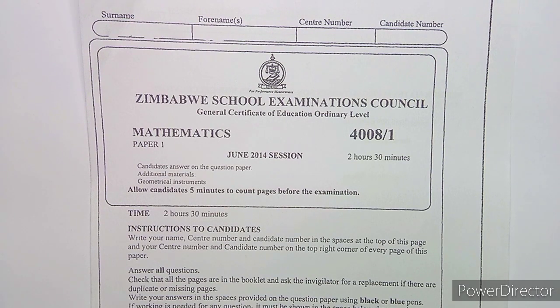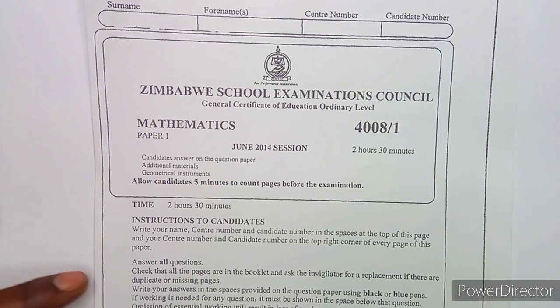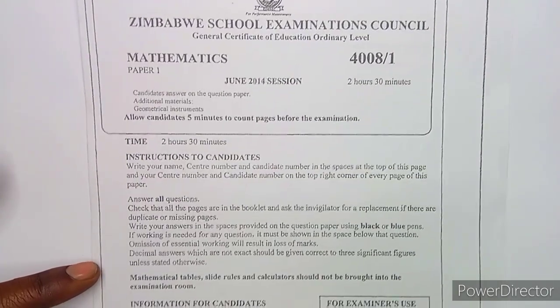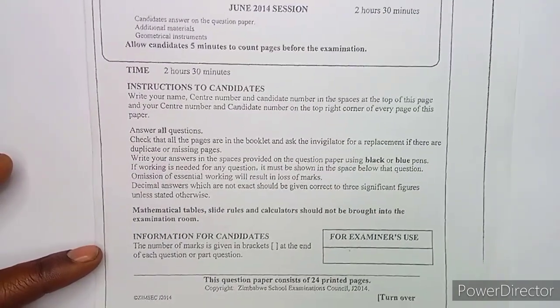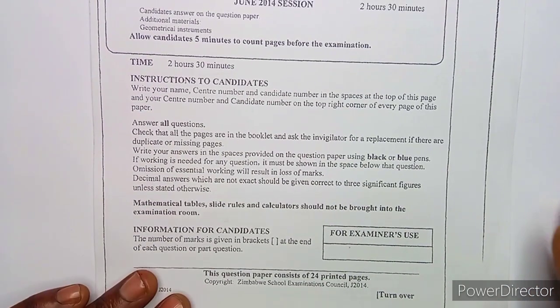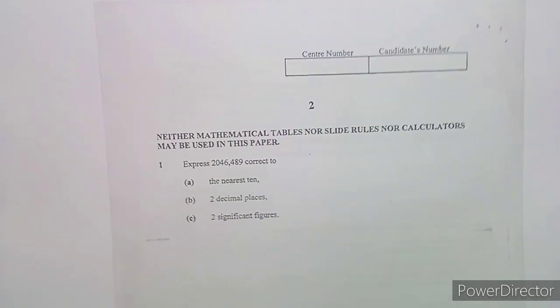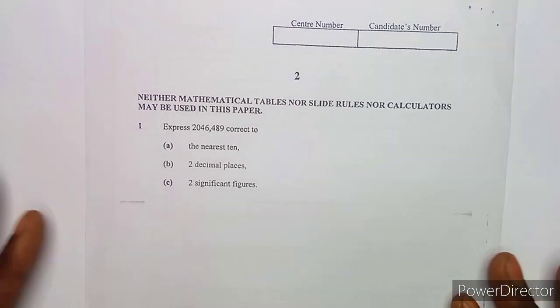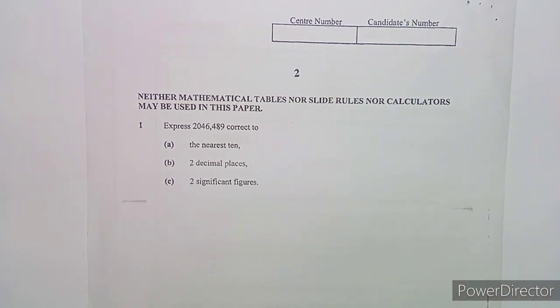In this platform we have got the question paper which was written in June 2014 that we are going to focus on and see how we are supposed to attempt these typical questions, which is paper one. As we know guys, 2 hours 30 minutes for our paper, and also you're supposed to read all the instructions that you are given carefully so that you won't go wrong. Okay, so the first part that you're given guys is clear on this particular section.